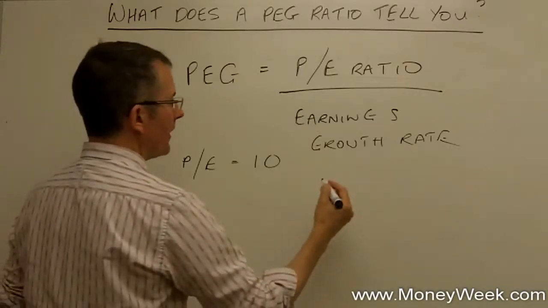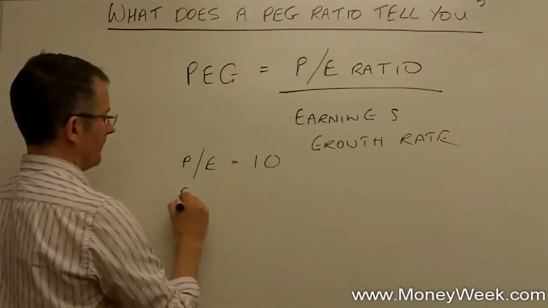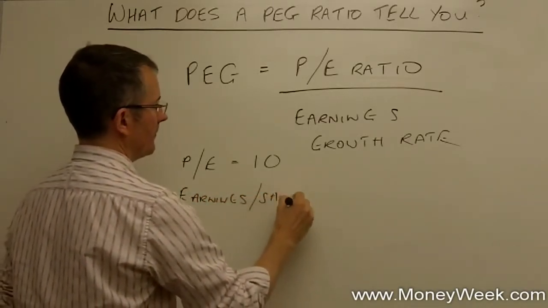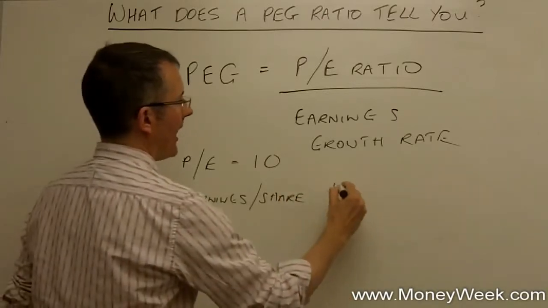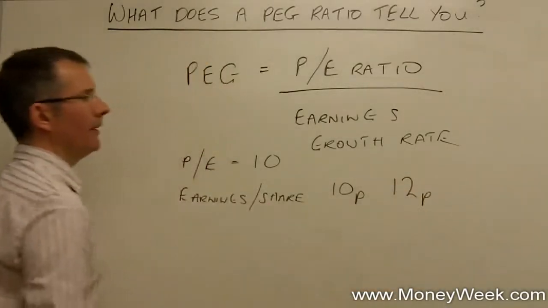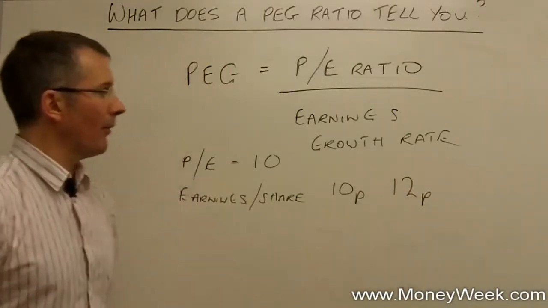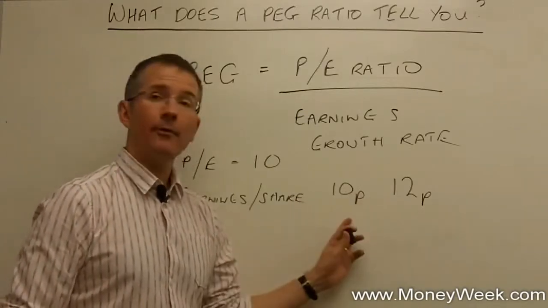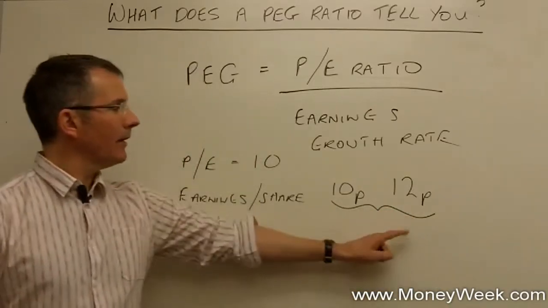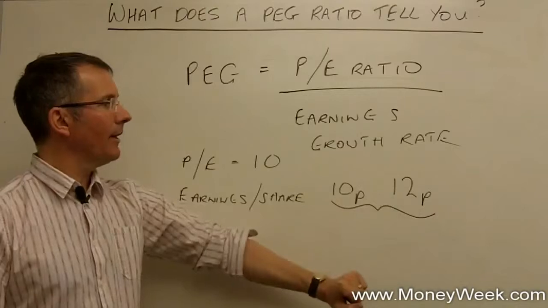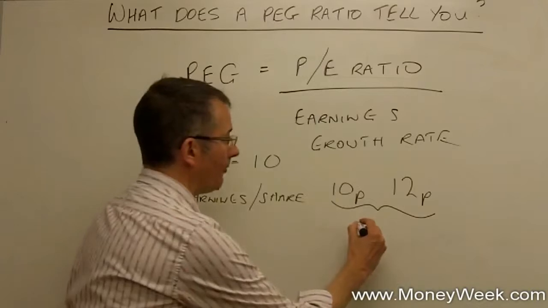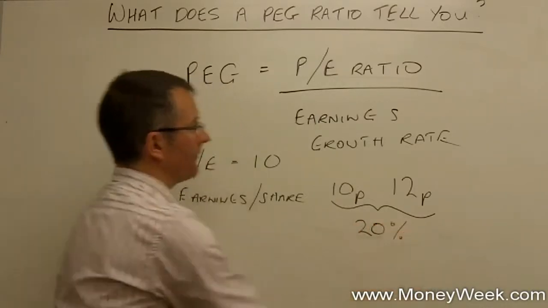I also know that earnings per share are 10p now and are expected to be 12p next year. That's a forecast. So just looking at those 2 years, I could say, well, the earnings growth rate is simply how I get from there to there. Well, that's 2p over 10p, that's 20%. So the expected earnings growth rate is 20%.